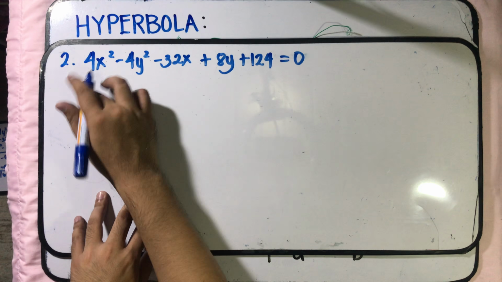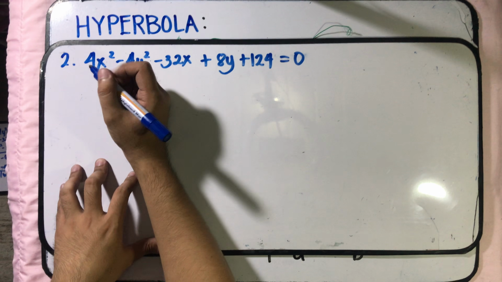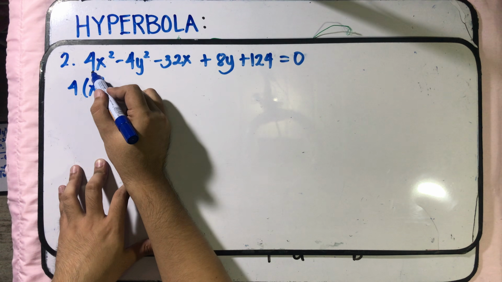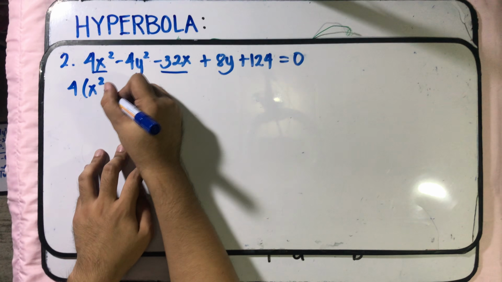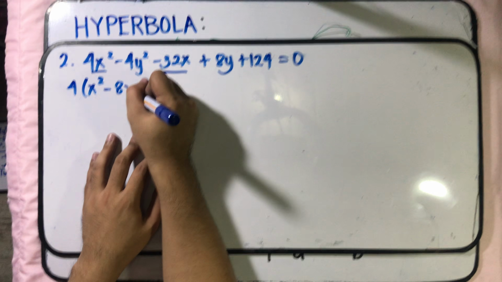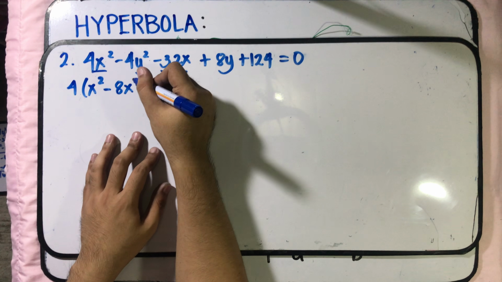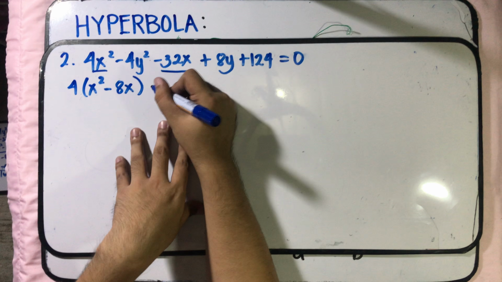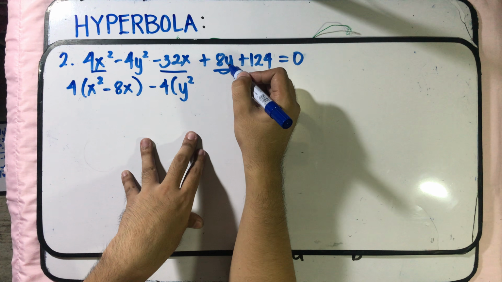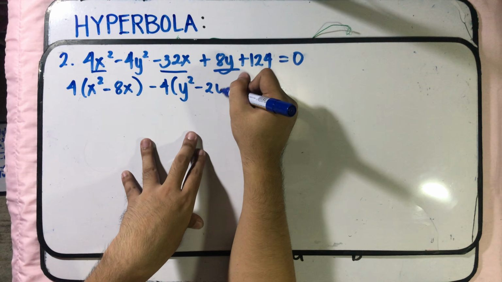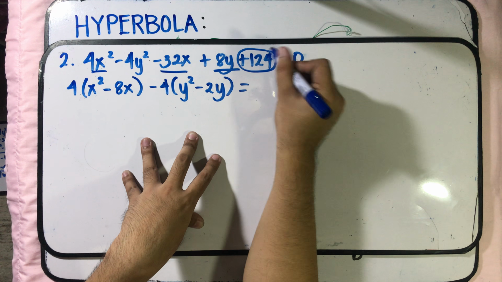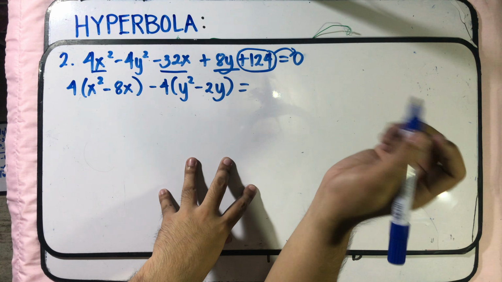Okay, first step is that we need to factor out the coefficients of x squared and y squared, and in this case that is 4 times x squared, and this is -32. Therefore, that is -32 divided by 4. We'll be having -8x. Okay, next is for the y squared. Therefore, that is -4 times y squared. We have 8y. 8 divided by -4, that becomes -2y. Okay, is now equal to, since here is the constant, we need to transfer that out to the right side, and that becomes -124.